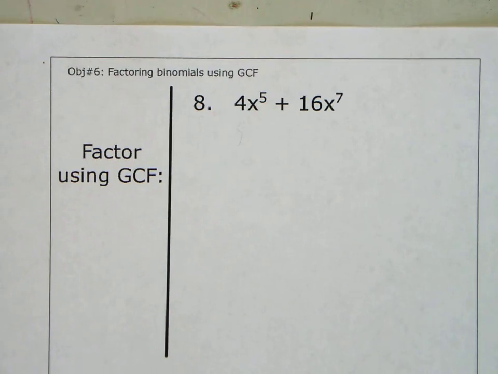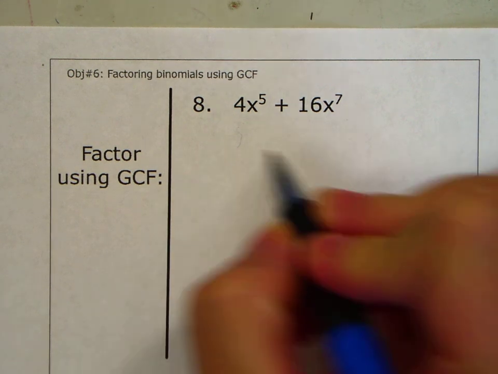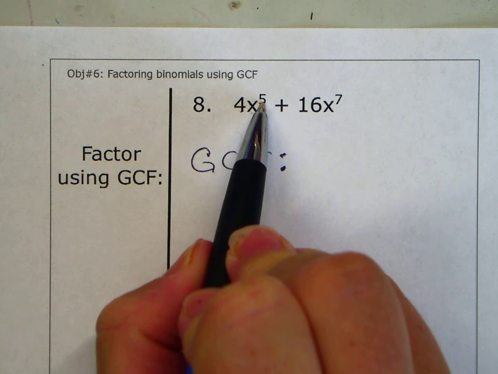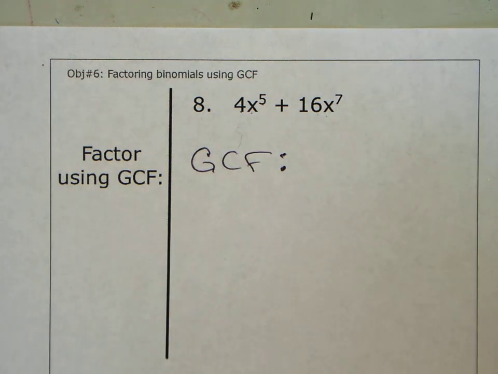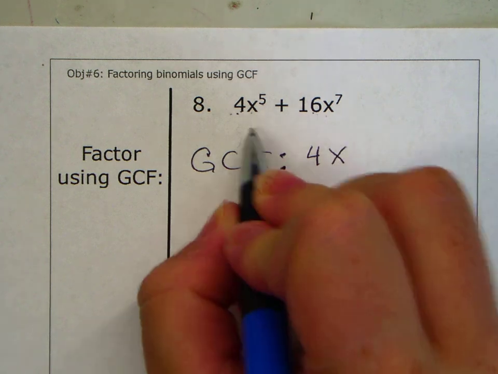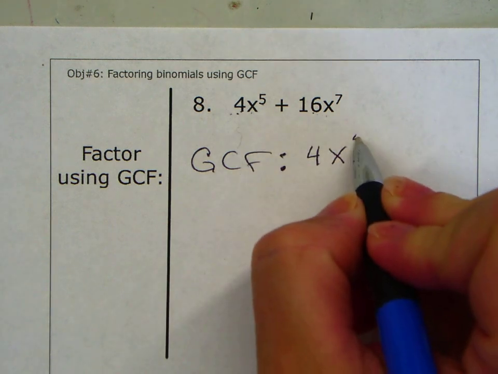All right, so now let's do an actual factoring problem. Okay? So step 1 is we're going to find the GCF. We actually did this one already. What's the GCF of 4x to the 5th and 16x to the 7th? Right? So 4 and 16, it's 4. And take the smaller x, x to the 5th.